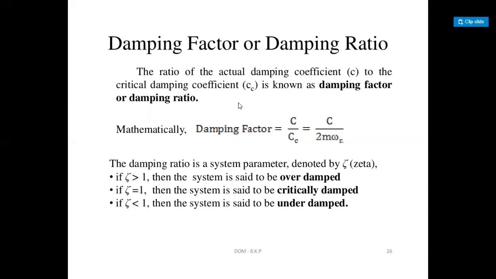There are three conditions for free damped vibration. If the damping factor, or damping ratio zeta, is greater than 1, then the system is called overdamped. If zeta is equal to 1, the system is called critically damped. And if zeta is less than 1, the system is called underdamped.